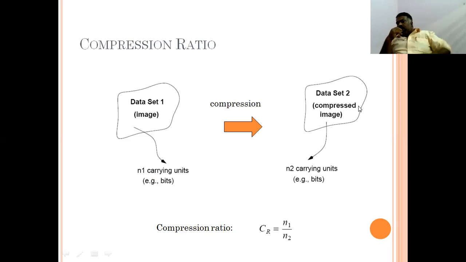Here you can see the compression ratio. The data set 1 is the image f of x comma y. The other one is the compressed image, data set 2. So n1 is linked with data set 1, and n2 is linked with data set 2. Comparing before compression and after compression, the compression ratio CR equals n1 by n2. In this way we estimate the compression ratio.